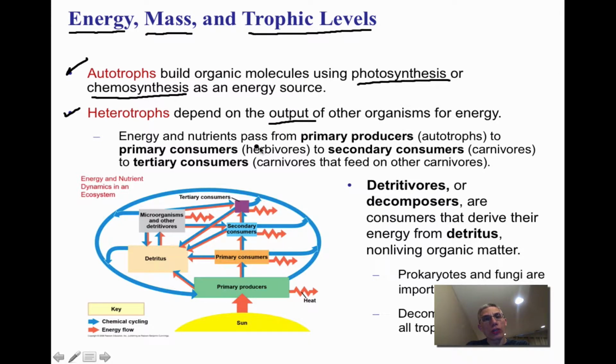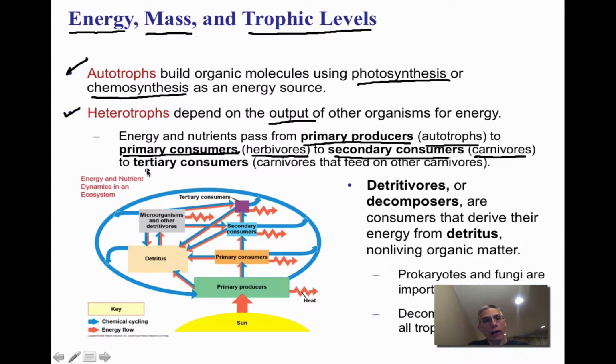Now, energy and nutrients are going to pass from a group called the primary producers, and typically the primary producers are the autotrophs found within that system. That energy and nutrients are then going to pass on to a group called the primary consumers. The primary consumers are the herbivores, and then that energy and those nutrients are going to pass on to the secondary consumers, and the secondary consumers typically involve the carnivores.